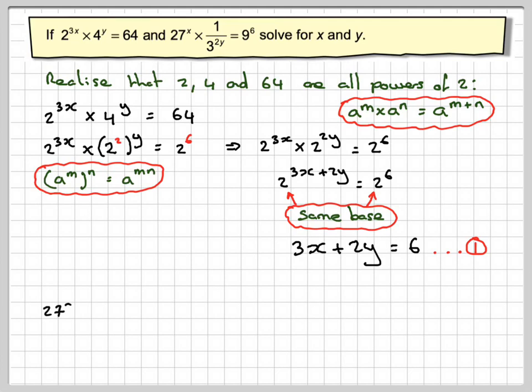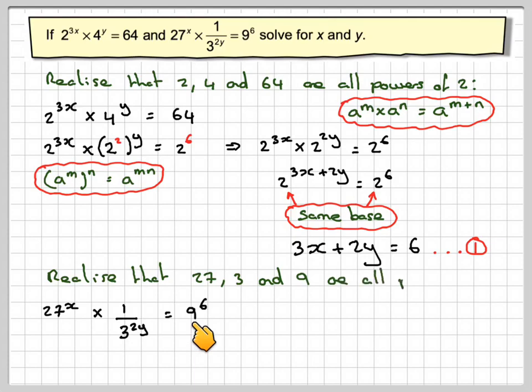Right, we'll now take the second equation, which is 27 to the power of x times 1 over 3 to the 2y is 9 to the 6. And this time we'll realise that 27, 3 and 9 are all powers of 3. So 27 is 3 cubed to the power of x.